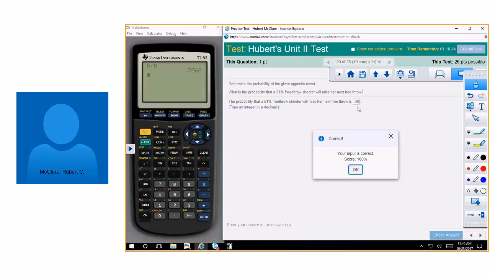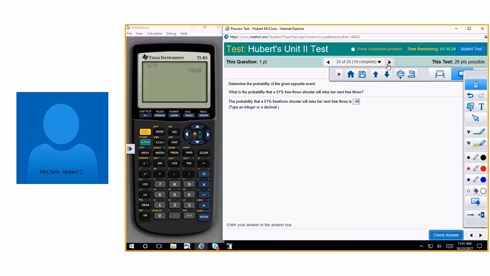Okay. Let's say you type in 49% and get it wrong. Then you need to let me know about it and I'll fix it. Okay? Question. Next.